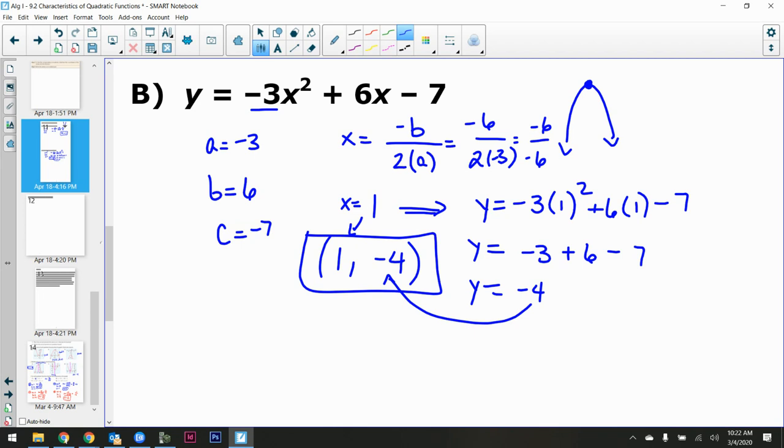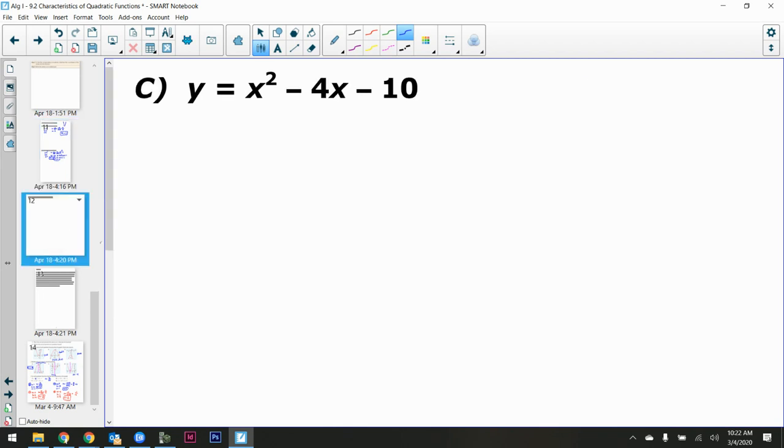Okay, let's take a look at C. You've got x squared minus 4x minus 10. Generally speaking, you don't have to do this, but this is pointing upward because A is positive. So I'm looking for the location, the minimum point, the vertex. Okay, Rosie, what are my A, B, and C values?